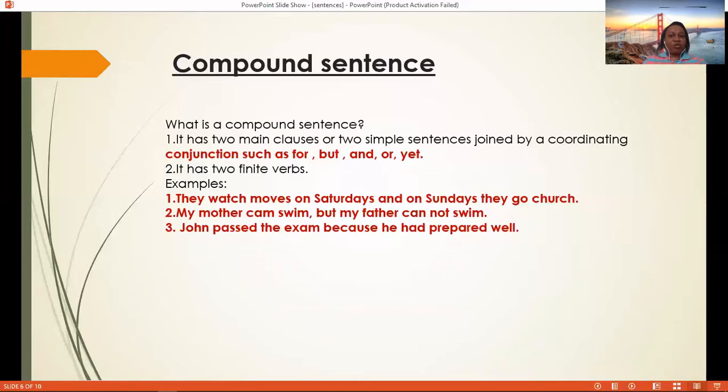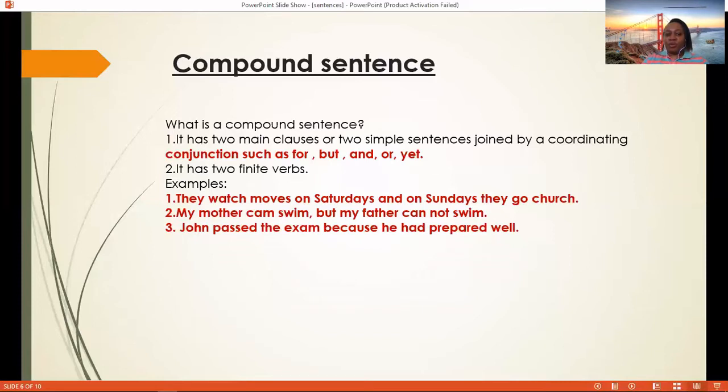But once these two are put together or they are joined together by the conjunction and, they give us a compound sentence. Take note of that. Two main clauses put together or two simple sentences joined together by a coordinating conjunction will give us a compound sentence. Then our next example. My mother can swim, but my father cannot swim.